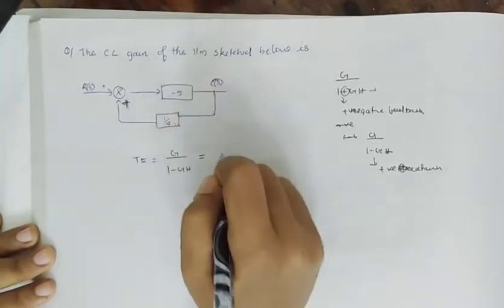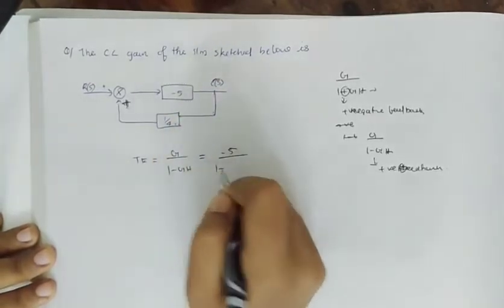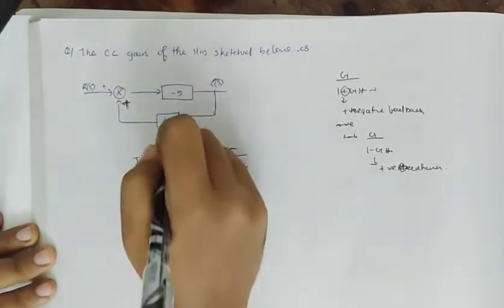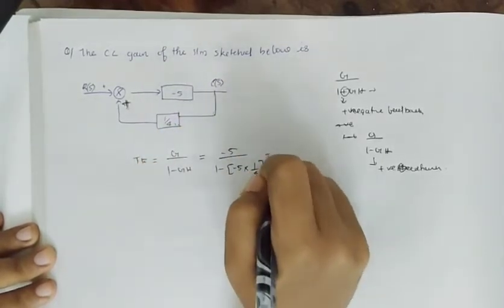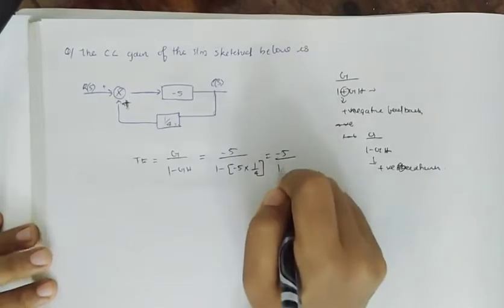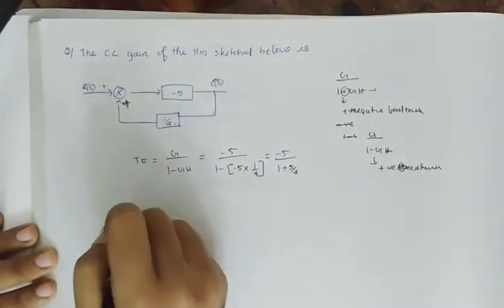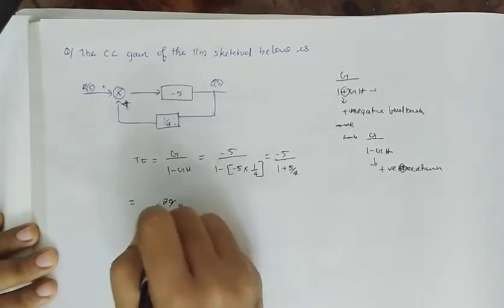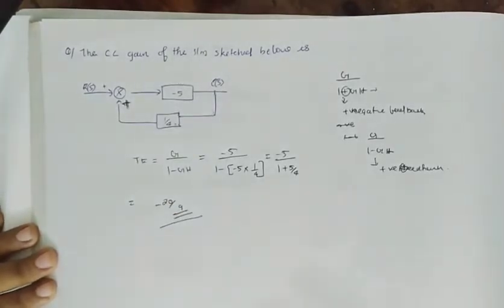So what is G here? Minus 5 divided by 1 minus of, instead of GH we write minus 5 into H, which is 1 by 4. That is equal to minus 5 divided by 1 plus 5 by 4. We'll get minus 20 divided by 9. Okay, so this is the answer. Now let's do the next question.